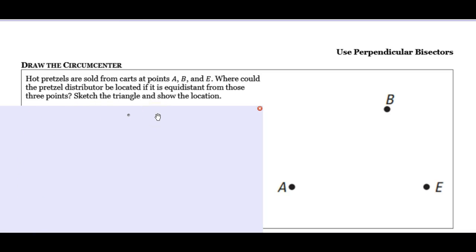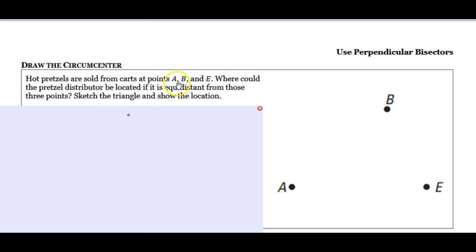So we're going to practice drawing the circumcenter, and you need something that can make a right angle, which could just be the corner of a piece of paper. Those are right angles. So if we had a word problem, we're going to kind of follow this word problem.